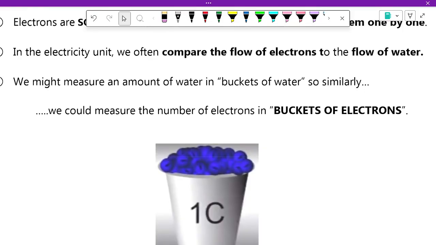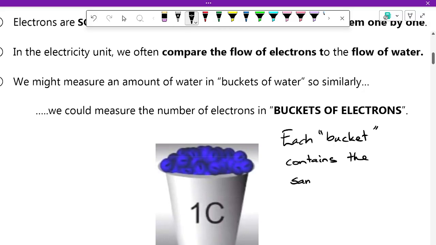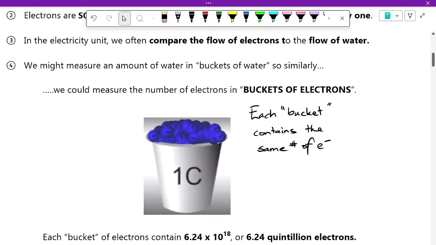Now, is there a literal bucket? No, there's not. It just means a big number of electrons are contained in each bucket, and each bucket contains the same number of electrons. And what is that number? It's a really big number.